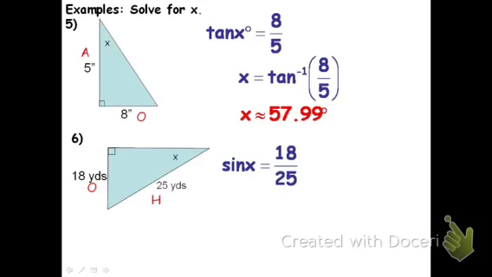I'll have to undo the sine by using inverse sine, so x equals the inverse sine of 18/25, and type it on my calculator. Second, sine, 18, and then either the fraction button or divide, 25, enter. And I'll see that x is about 46.05, and because it's an angle, we'll put it in degrees.